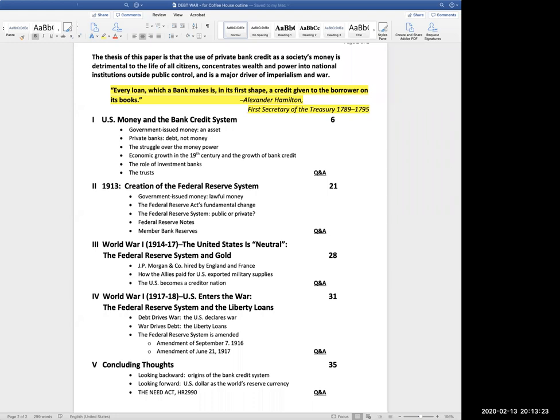What's the next thing? The struggle. Economic growth. Okay, this is very important. Our country was wealthy. We had land. We had water. We had arable land. We had seaports. There was so much that could be developed and was developed. And from the beginning, that was one of the pushes of having bank credit, because in order to develop this new country, you needed money. People needed a means of exchange.